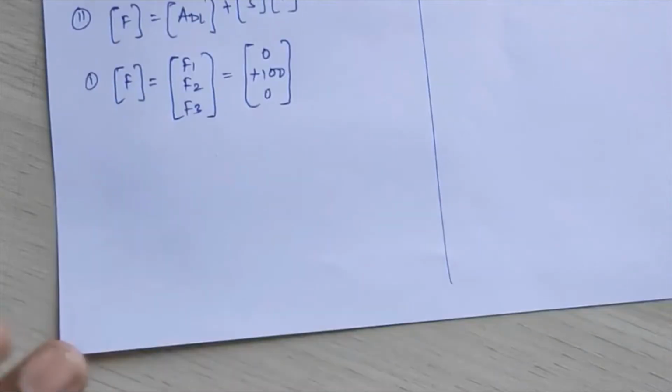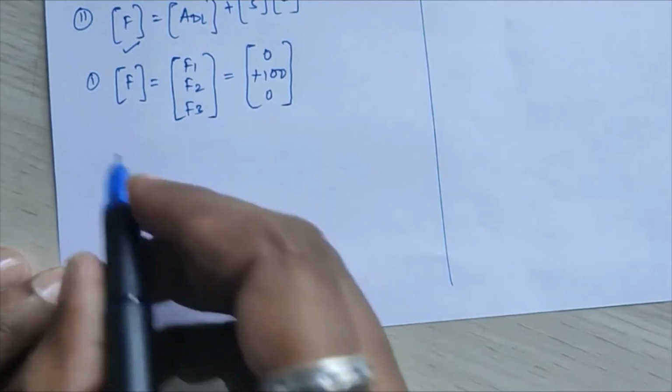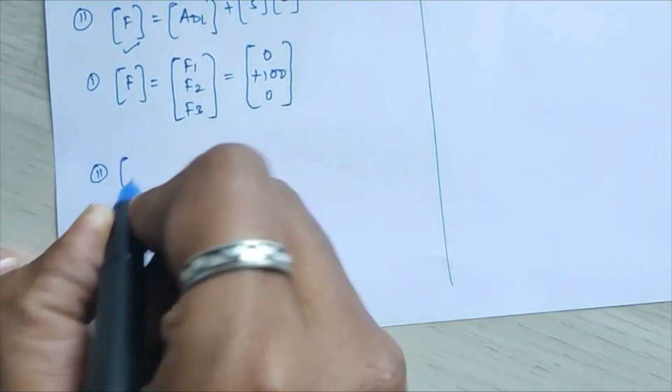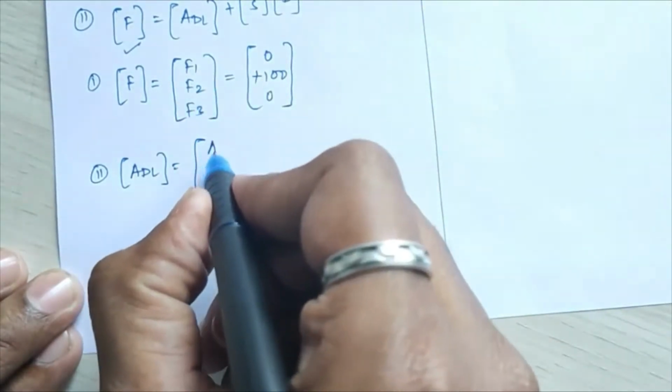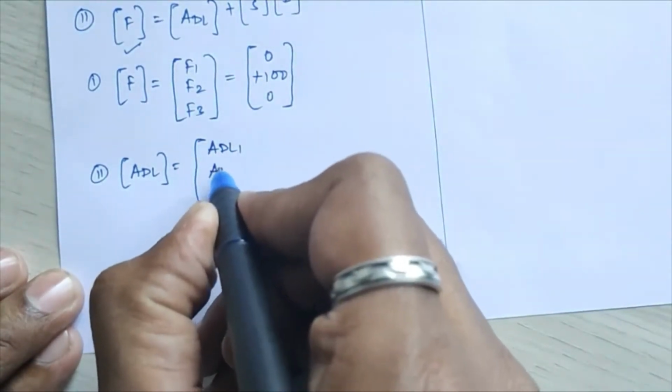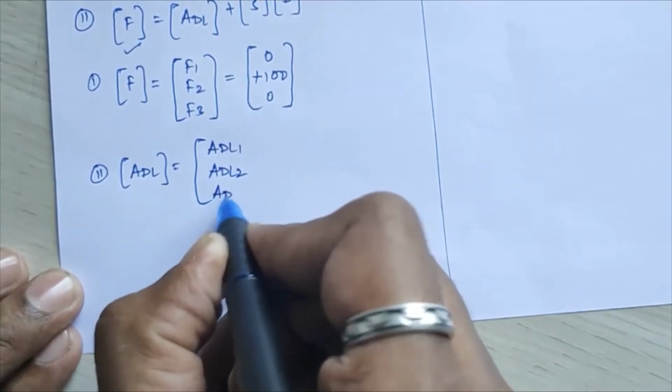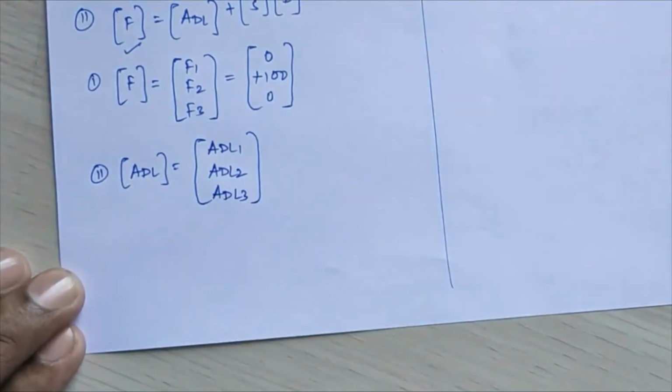Right, so your first matrix is done here. Now we'll proceed to our second matrix, that is the ADL matrix. Again, we'll be having three values in that: ADL1, ADL2 and ADL3. So we have to calculate these three values over here.